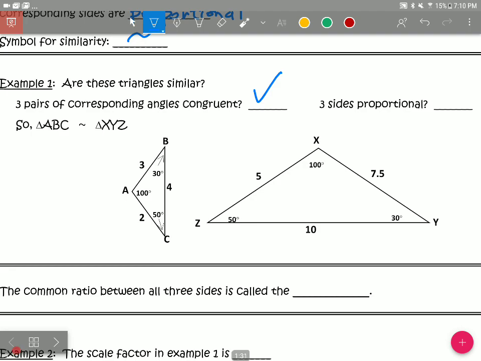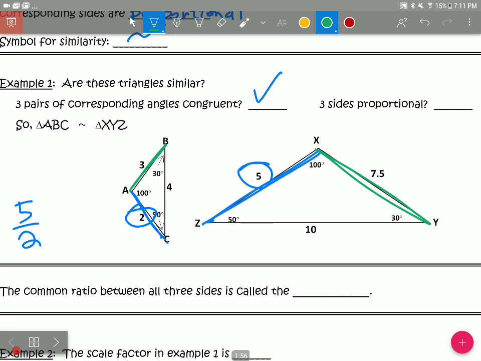Basically, what I'm going to do is take one and divide it by the other. It's called your scale factor. So I'll do the larger divided by the smaller. So that's 5 halves. I went from my 50 to my 100, so my 50 to my 100 is 5 halves. Then I'll go from 100 to 30. So 7.5 over 3. 7.5 divided by 3 is also 5 halves.